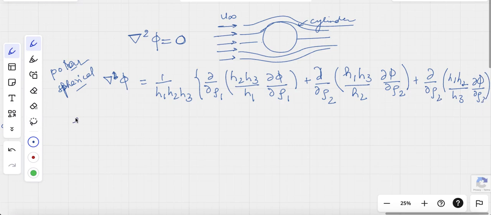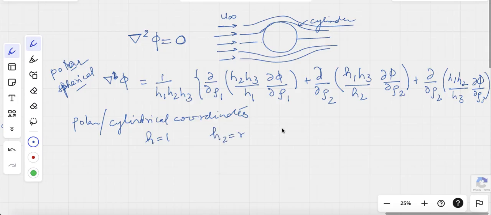For polar coordinates, cylindrical coordinates, h1 is 1, h2 is r, h3 is 1, rho 1 is r, rho 2 is theta, and rho 3 is z. Just put these things over here.